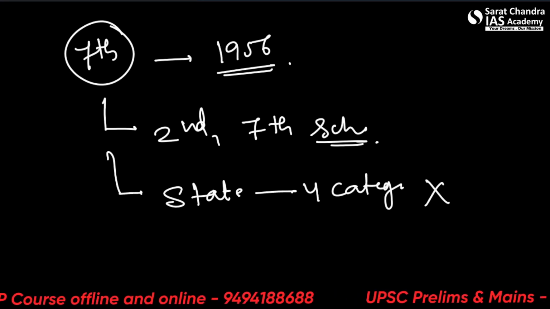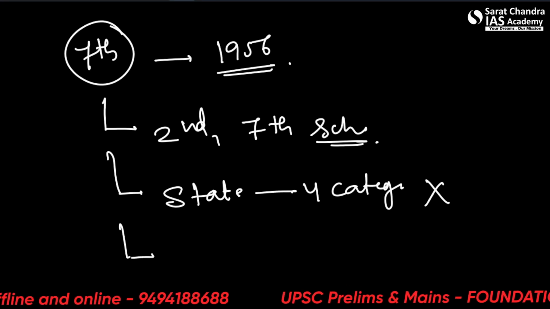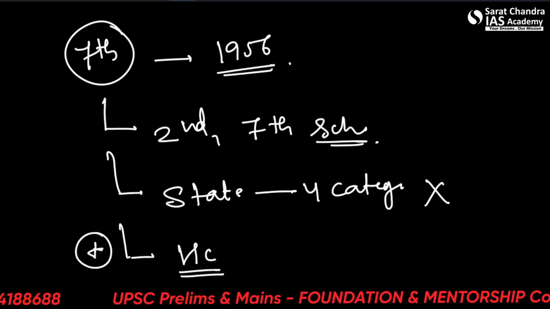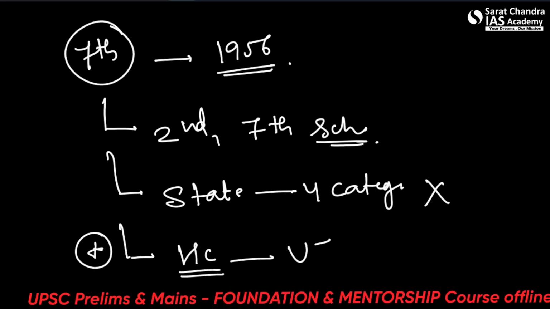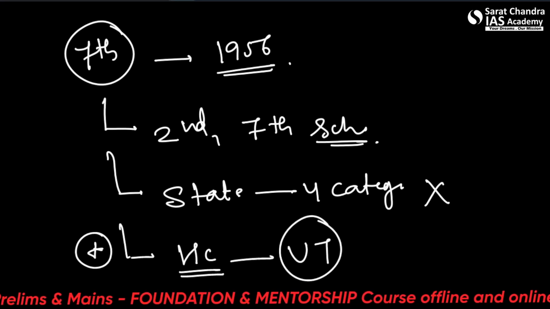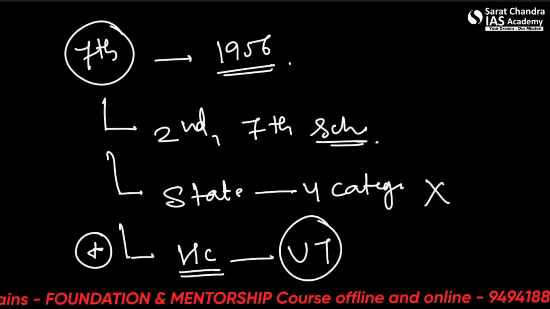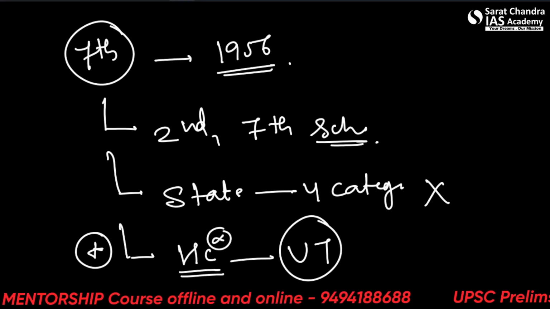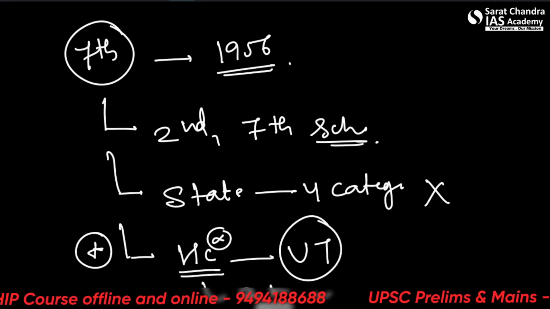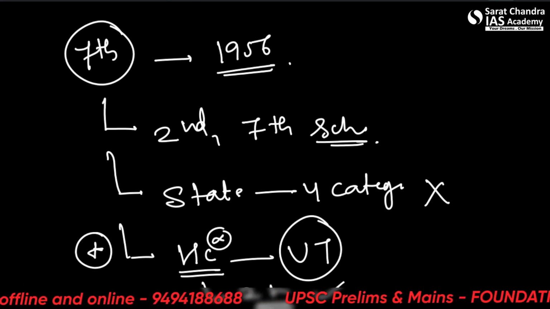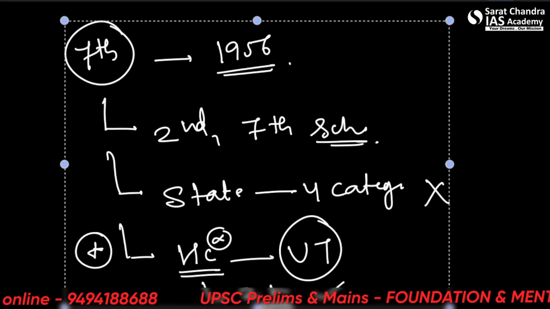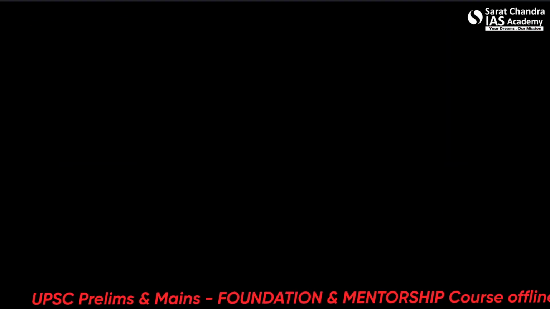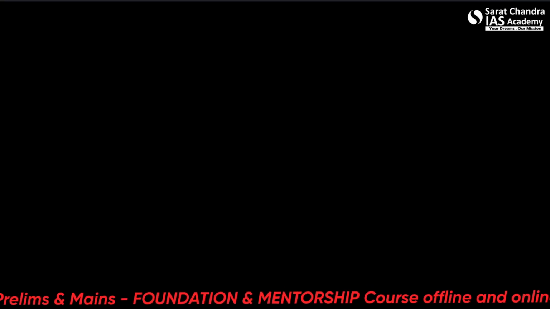Extended the jurisdiction of High Court to union territories. This is most important. This can be asked, so please remember this. It provided for the establishment of a common High Court for 2 or more states. So it's related to High Courts. Please screenshot this. All right. Provided for the appointment of additional and acting judges of the High Court.